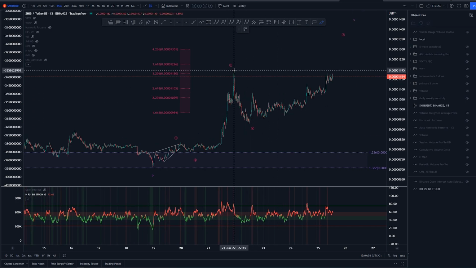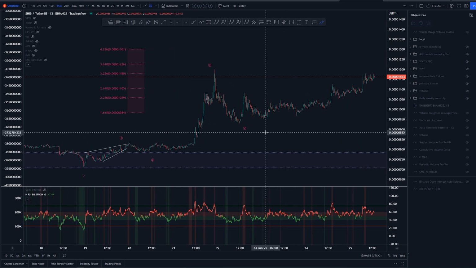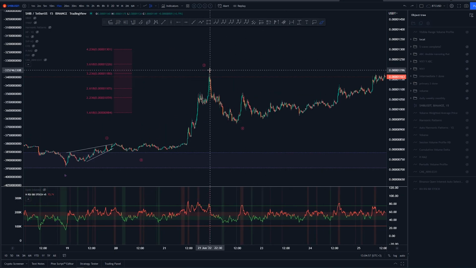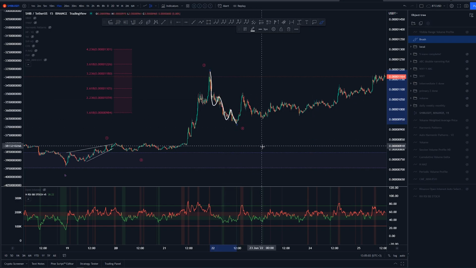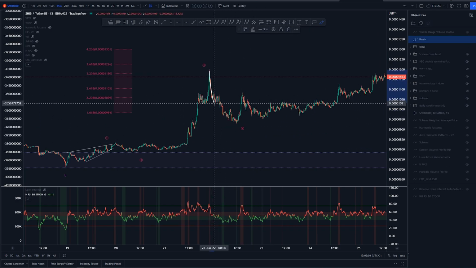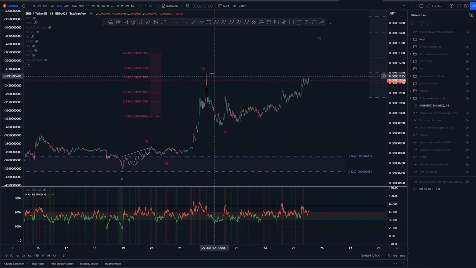Now, after that point, I think this looks more like a 3-wave structure here than a 5-wave structure, but again, both can be said. This could be a 1, 2, 3, 4, 5, but again, the wave 1 would be very large compared to the rest of the structure, so it is not that likely to me.